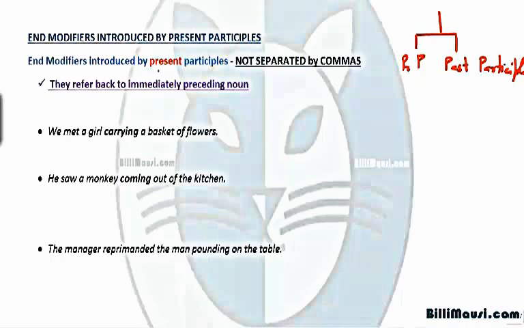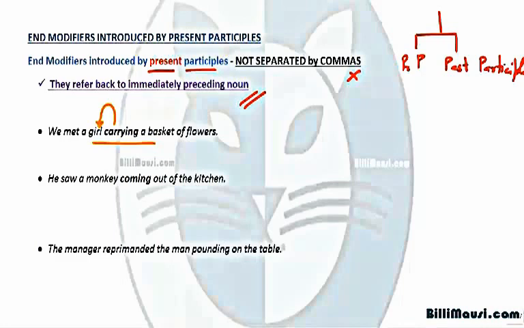And modifiers introduced by present participles are not separated by commas. Okay, they refer back to the immediately preceding noun. Let's see examples. We met a girl carrying a basket of flowers. They are not separated by commas, and they refer back immediately to the immediately preceding noun. That means carrying a basket of flowers is modifying girl. We met a girl carrying a basket of flowers.